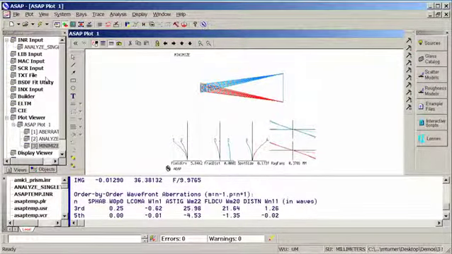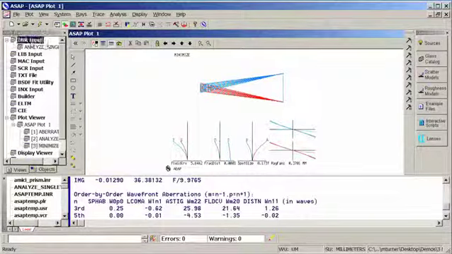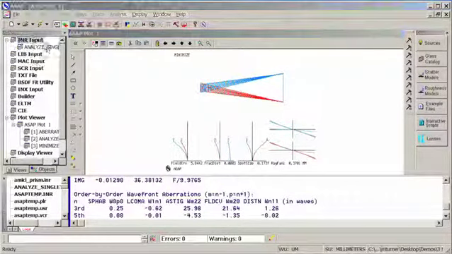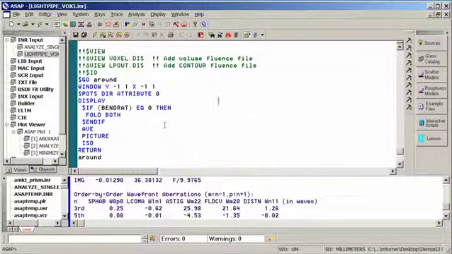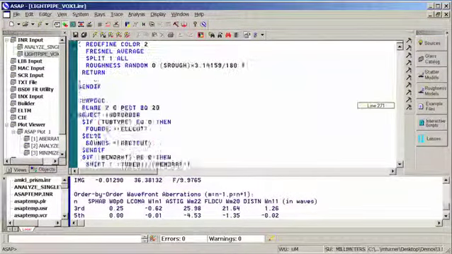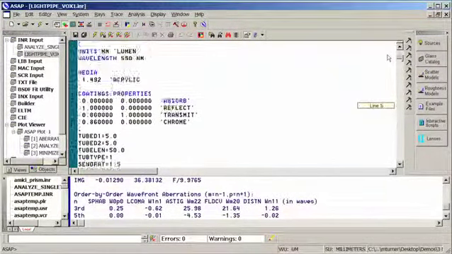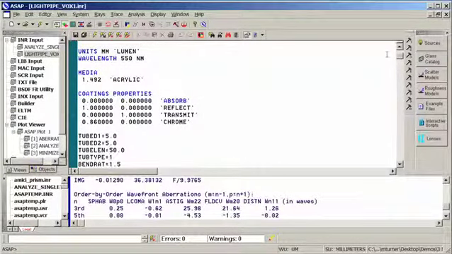Another type of system that's commonly analyzed using ASAP are non-imaging or illumination systems. Right now, let's take a look at a simple light pipe example. In this file, we're going to define a light pipe, and we're also going to use an LED source model to send light through the light pipe, and we're going to look at the information ASAP can give us about the performance of that light pipe.